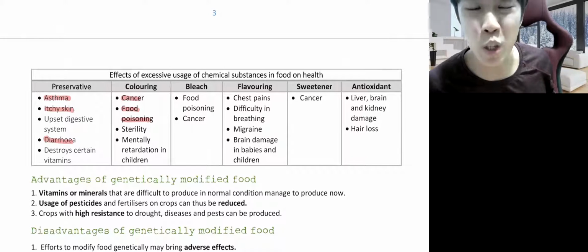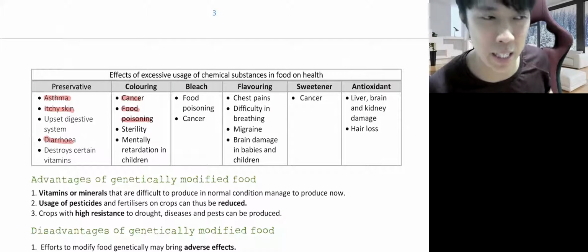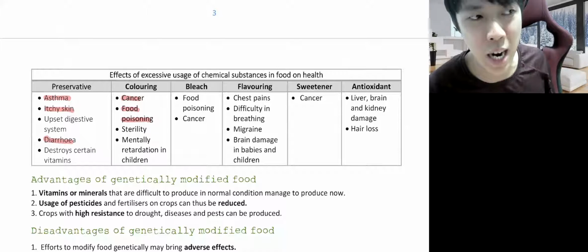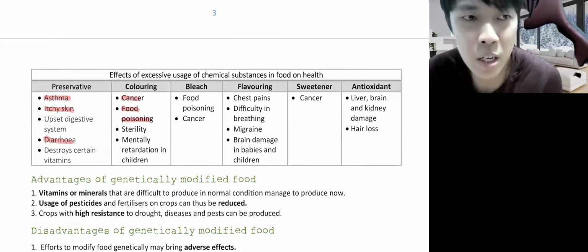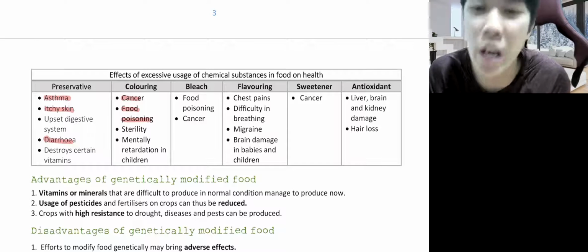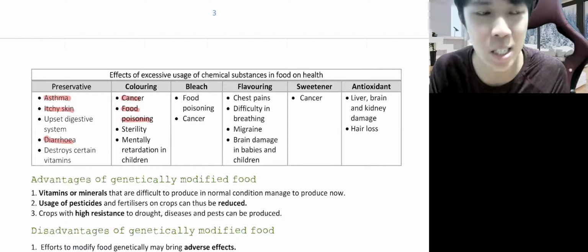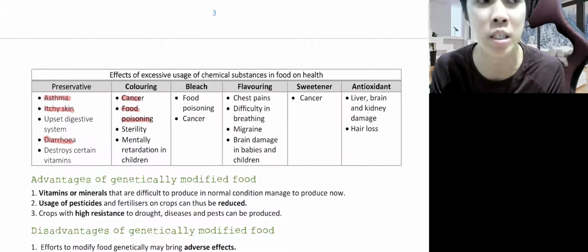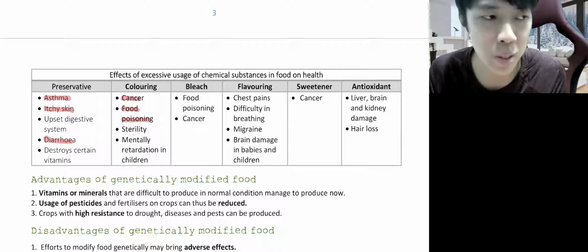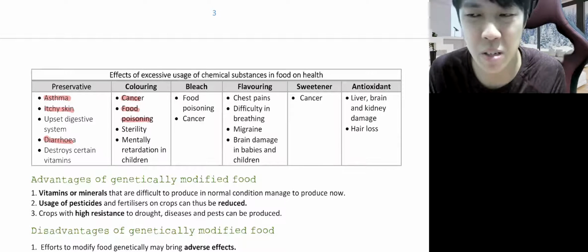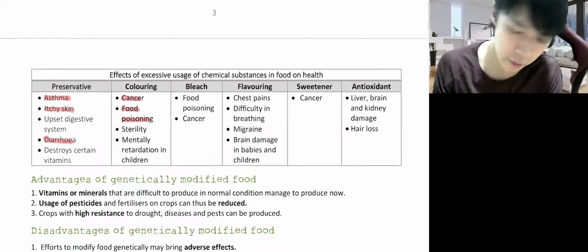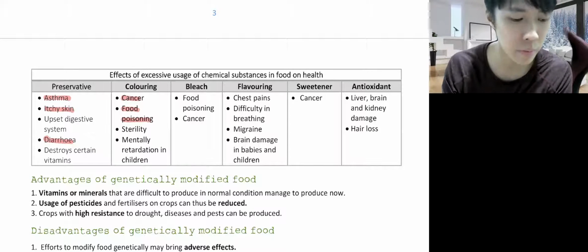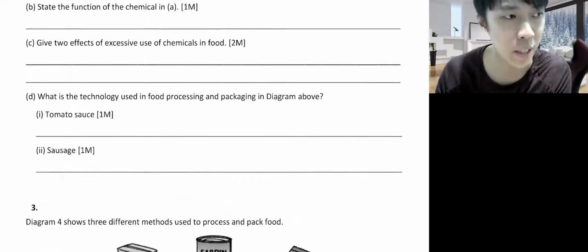If you take too much of all the chemicals in food, you might get cancer, food poisoning, diarrhea, asthma, or itchy skin, depending on the substance. But generally, a good answer for a general answer will be cancer, food poisoning, and diarrhea. Asthma and itchy skin is very specific to a preservative, by the way. Okay, 2 effects, that's it.